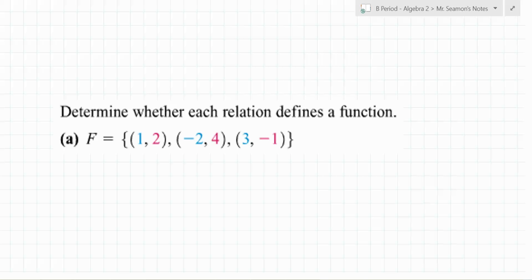Yes. Let's say I changed this just a little bit. Let's say I got rid of that and put 6, comma, negative 1. Careful. This is what you need to think about. What did I say? Each x value can go to one y value. Does each x value still go to one y value? 1 goes to 2, negative 2 goes to 4, 3 goes to negative 1, 6 goes to negative 1. Yes, it does.